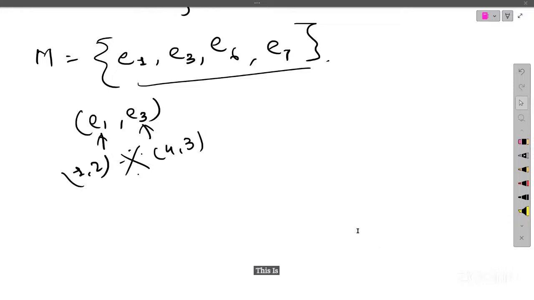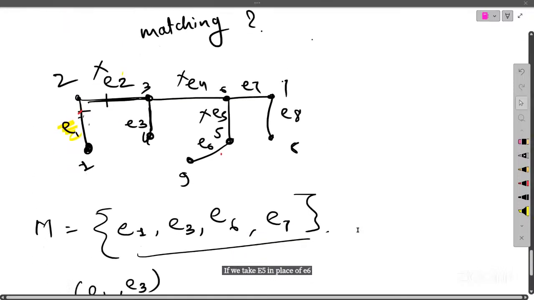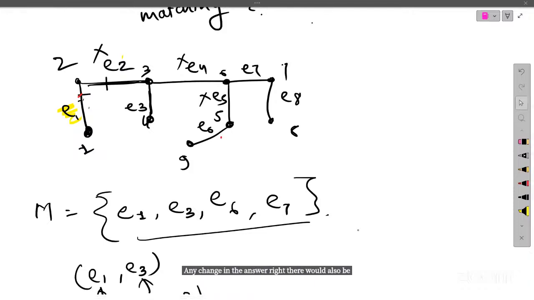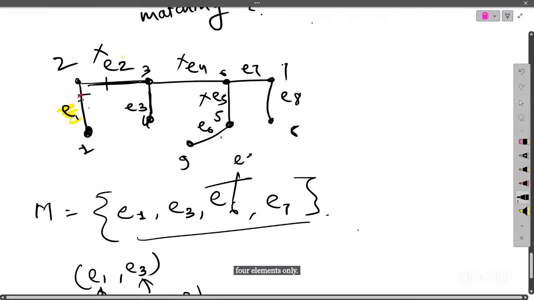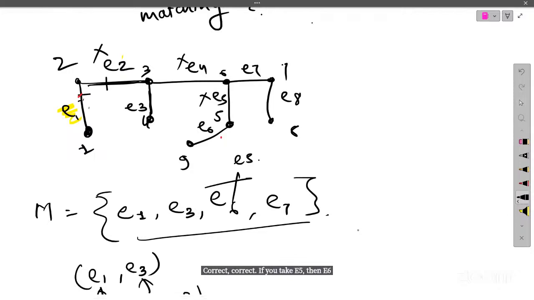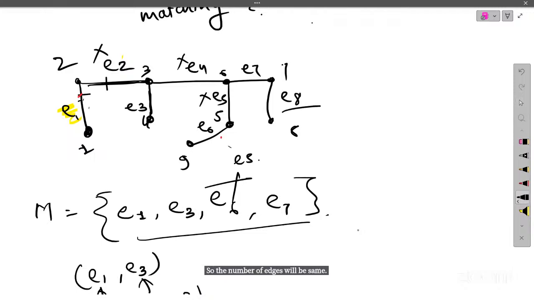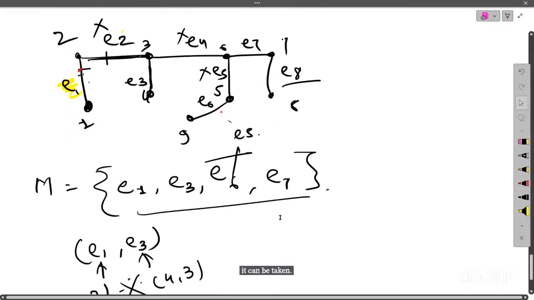Yes, is there any doubt? Ma'am, if we take E5 in place of E6, there would not be any change in the answer, right? There would also be, because four elements in place of only E6, correct. If you take E5, then E6 and E7 will be discarded, but still we can take E8. So the number of edges will be the same; E8 can be taken. Yeah. Right. Okay, ma'am.